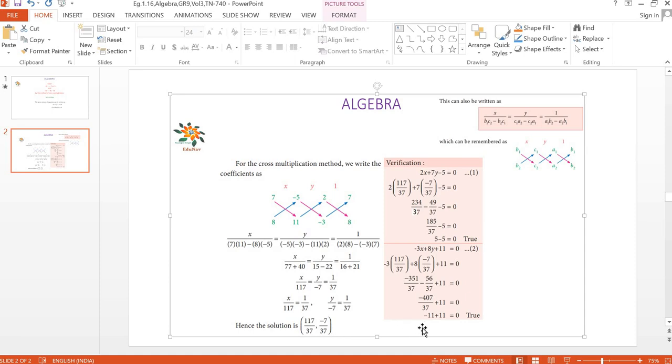This is how we solve the given pair of linear equations by the rule of cross multiplication. Thank you students.